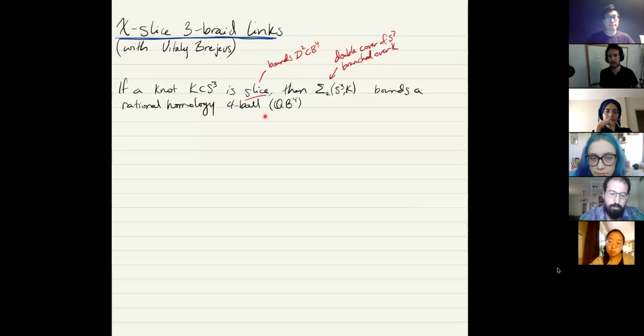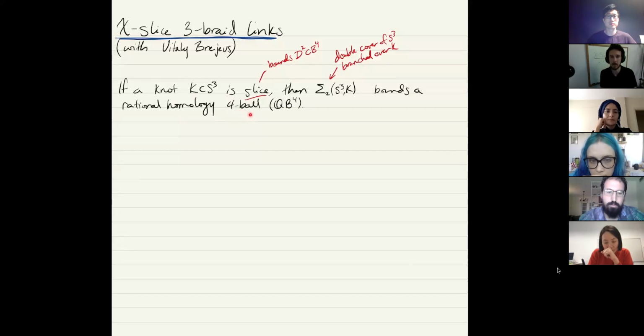This is a well-known fact in low-dimensional topology. And so a rational homology four ball, what is that? Well, it's a four manifold that has the same rational homology as the four ball. Another way to say it, if you look at the regular homology with integer coefficients, all the homology groups are torsion except the zeroth one. And so this is just a classic fact. Double branch cover over a slice knot gives you a rational sphere bounding a rational ball.